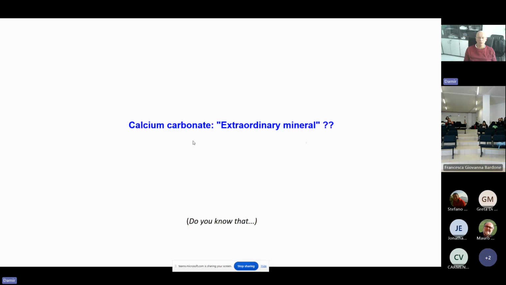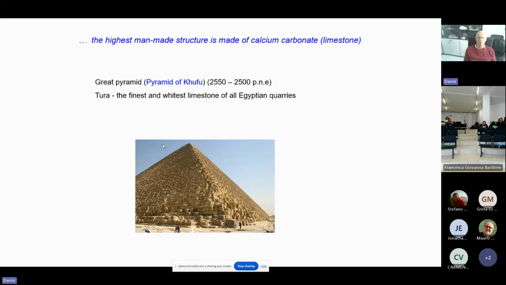I started to talk about calcium carbonate as an ordinary mineral, but it is not so ordinary. So I'll try to show you some interesting facts about calcium carbonate. So I call it, under some conditions, an extraordinary mineral. I wonder if you know that the highest man-made structure in history for a long time was made of calcium carbonate. That was the Great Pyramid.